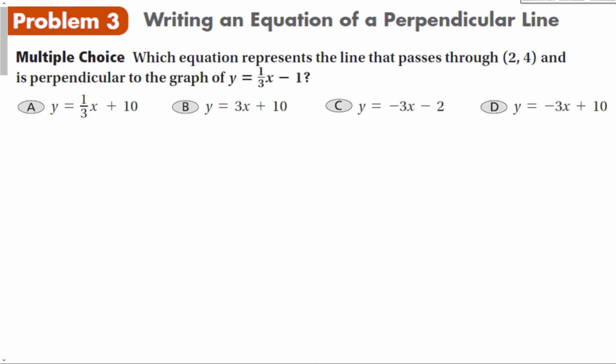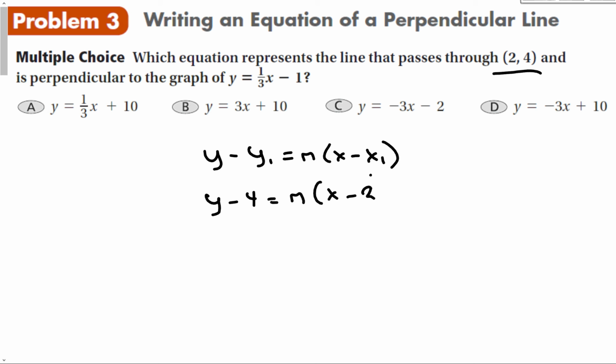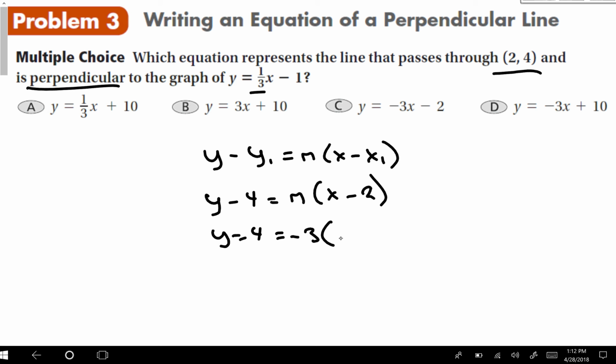So, which equation represents the line that passes through (2, 4) and is perpendicular? So the same thing. I'm going to use point-slope form. Y minus y1 equals m times x minus x1. Point-slope form, I need to know a point, which I do. Y minus 4 is equal to some slope times x minus 2. And now I need a slope. I want to be perpendicular to this slope, which means that my slope will be the opposite reciprocal of 1/3, which is negative 3 over 1, which is negative 3.